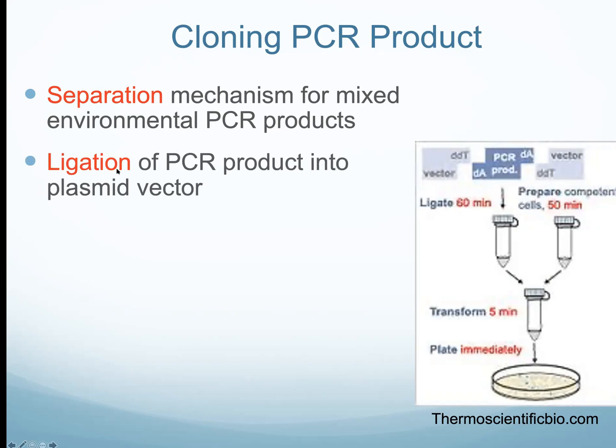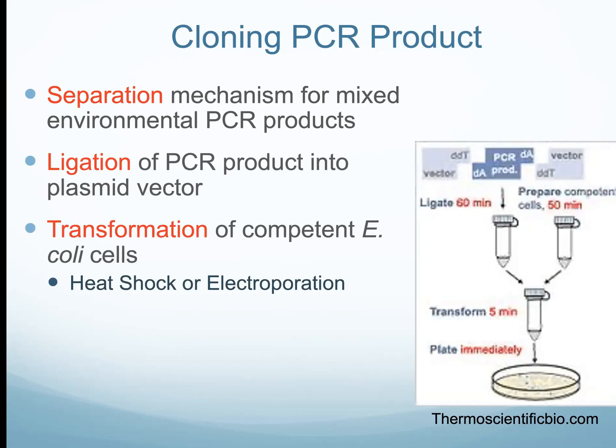Basically, what you do is you stick your PCR product into a vector, which is usually a plasmid, and that's called ligation. Then you take that ligated plasmid vector with the PCR product in it, and you put it into E. coli. We call that transformation. We are transforming E. coli. Now, these are not run-of-the-mill E. coli. These are special, very fragile E. coli where their cell walls have been modified so that they will very easily take up these plasmids.